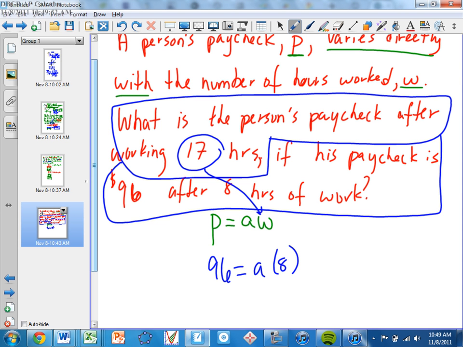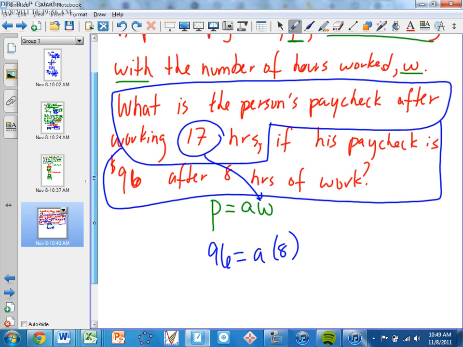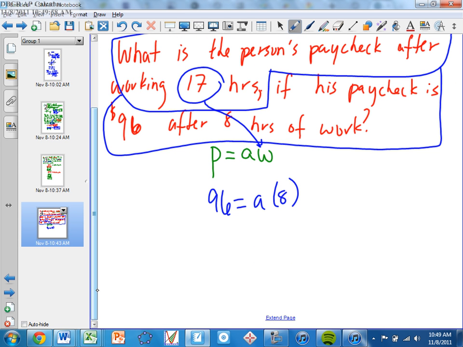Jordan, you can just do a simple proportion. Could you do a proportion? Yes, you could. Absolutely. Now, the minute we go to indirect, it's not going to work the same way. So I'm trying to teach it this way, so it's going to work all the time. But yes, you could. So we divide by 8. What do you get for A, guys? 12. Now, that tells me that the person is making $12 an hour.